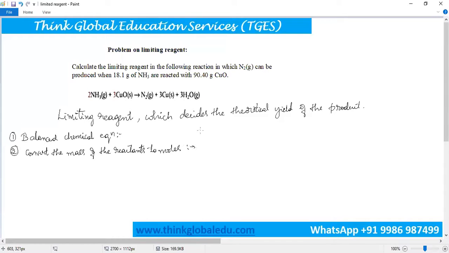So, if you consider the number of moles of ammonia in this reaction, that is n of ammonia, it will be equal to the given mass, 18.01, over the molecular mass of ammonia, which will be equal to 1.06 moles.